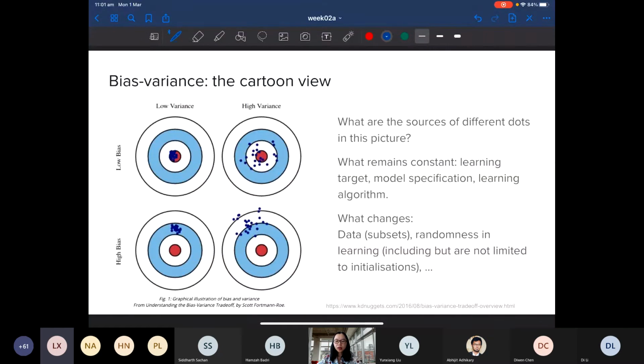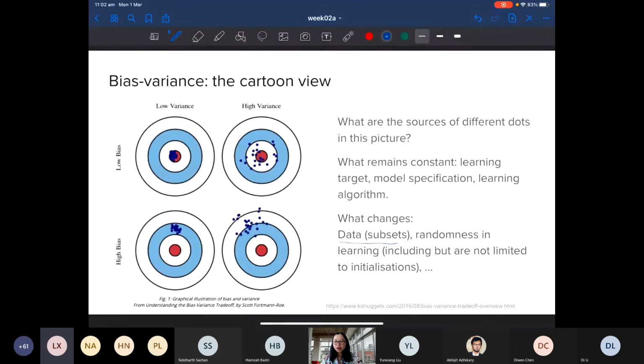And then the sources of variance usually come from different data sets or different data subsets. As we covered, it can also come from randomness in learning, meaning we may have different initializations, or stochastic gradient, meaning that gradient descent doesn't follow a deterministic path, and we might end up in different parts of the optimization landscape.